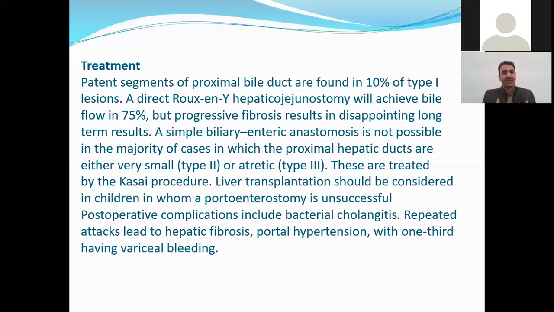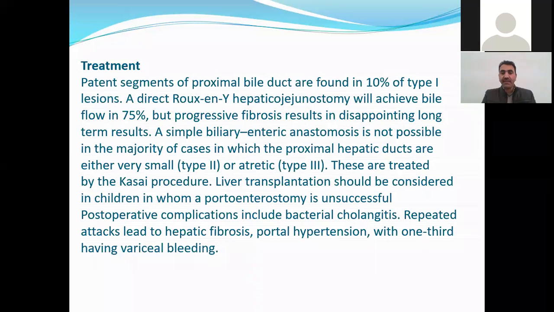But progressive fibrosis results in disappointing long-term results because the process is progressive, meaning inflammation will occur later on. So the end result of this atresia will be a bad prognosis.